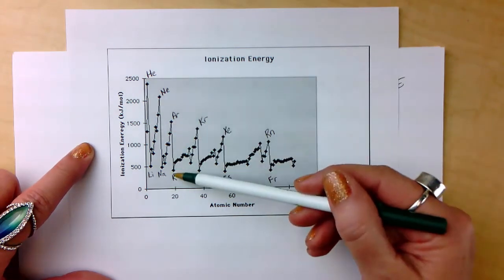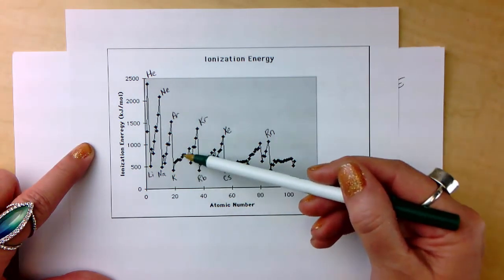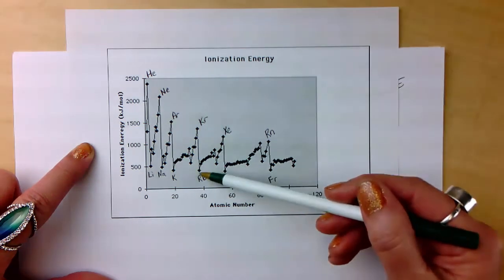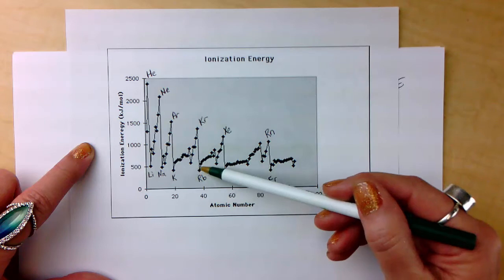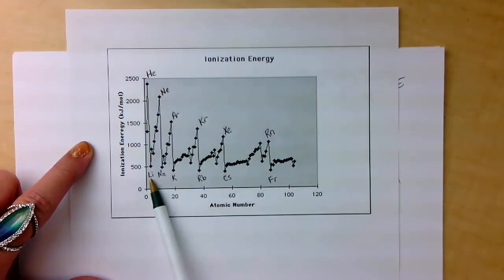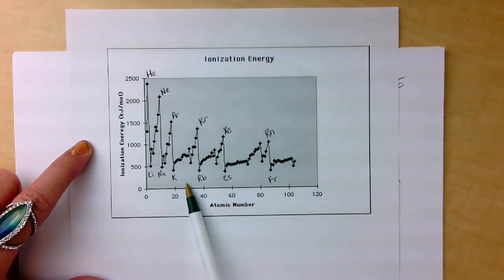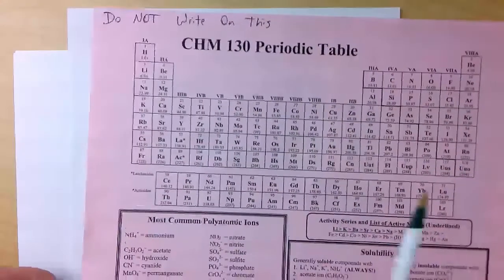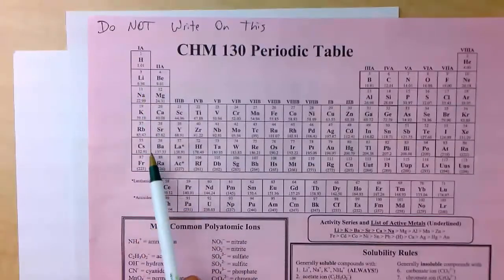And then we go down for potassium. And as we go across, there's a few exceptions, but we go up to krypton. Then we go down for rubidium. Then as we go across, we go up to xenon. So if you look at these low points, lithium, sodium, potassium, rubidium, cesium, these low points are alkali metals.